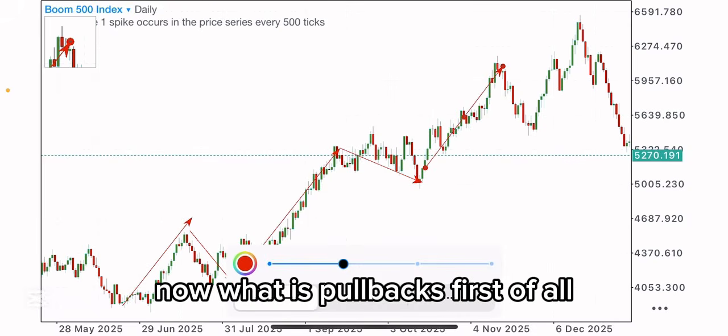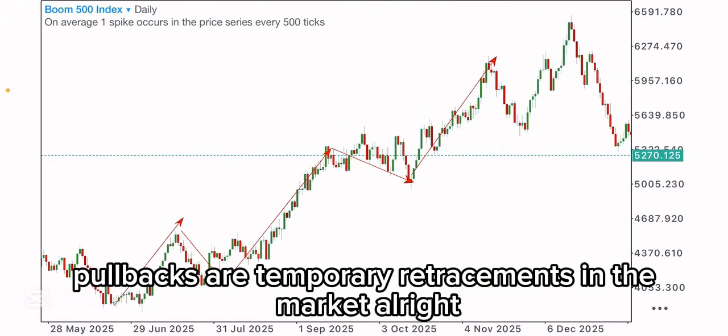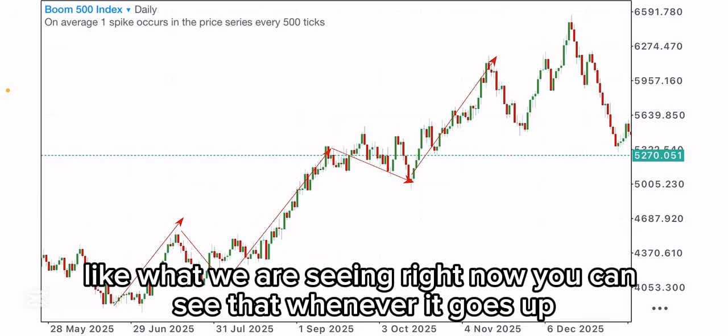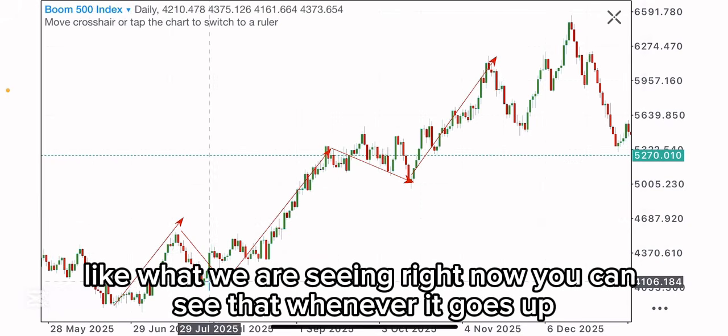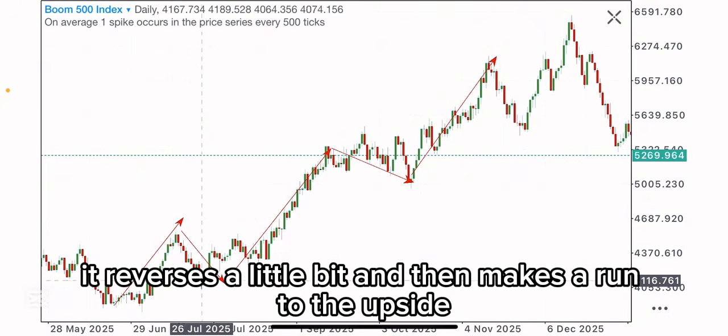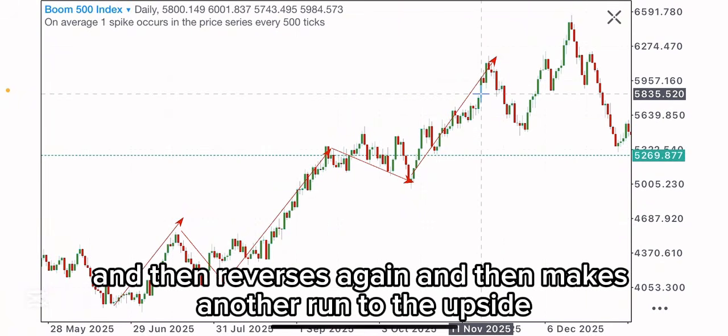Now, what are pullbacks? First of all, what do we even call pullbacks? Pullbacks are temporary retracements in the market. Let's say the market is trending to the upside, like what we are seeing right now. You can see that whenever it goes up, it reverses a little bit and then makes a run to the upside, and then reverses again and then makes another run to the upside.